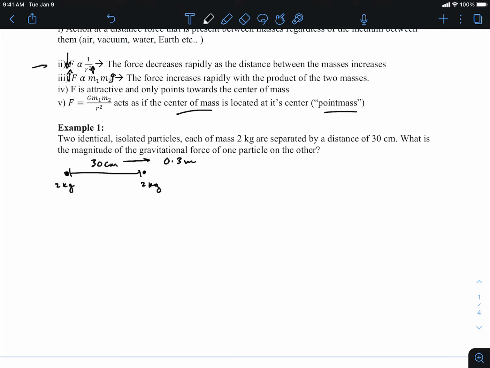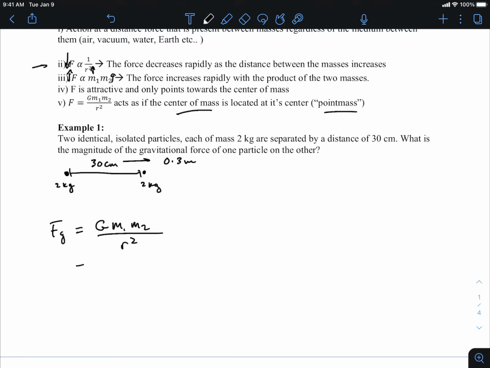So what we're going to do here is write out our law. The force of gravity, remember we're just dealing with the magnitude, so we don't need the vector on top, is going to be equal to G m1 m2 divided by r squared.